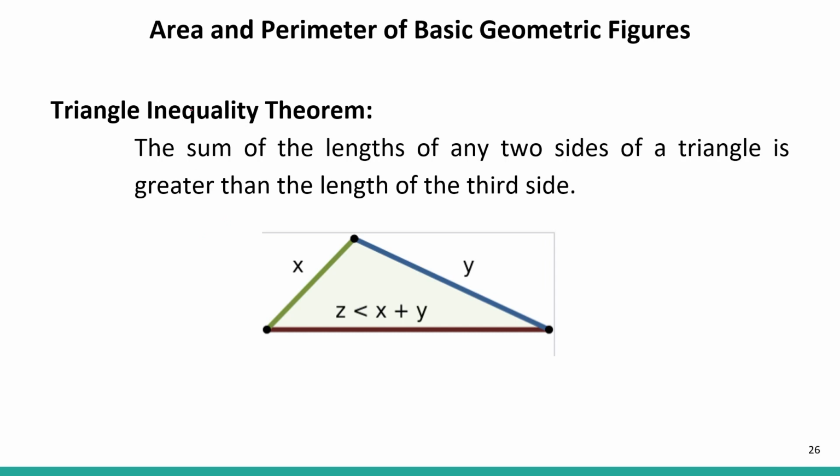So what is the triangle inequality theorem? The sum of the lengths of any two sides of a triangle is greater than the length of the third side. If the sides are denoted by x, y and z, then you can always say that z is less than x plus y, x is less than z plus y, and y is less than z plus x. This property will always hold in the case of triangles.